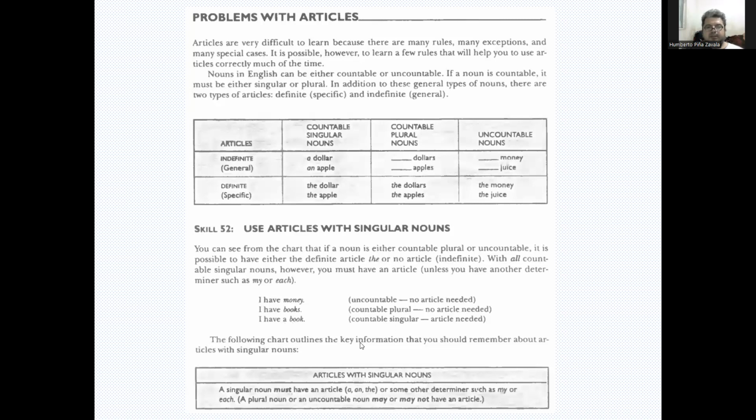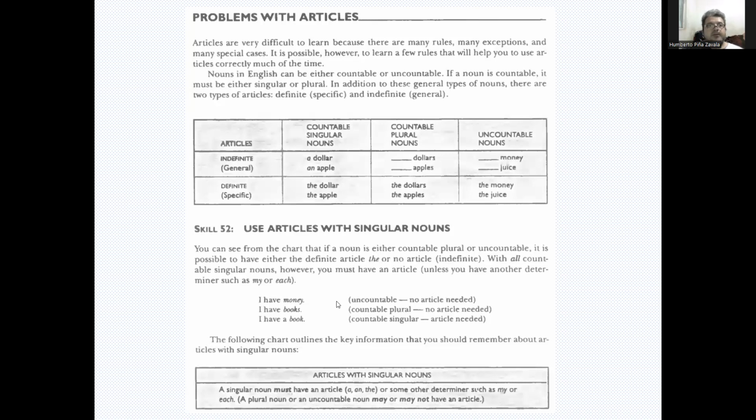Here the following chart outlines the key information that you should remember about articles with singular nouns. A singular noun must have an article, either indefinite, a or an, or a specific one, the, or some determiner, such as my or each, right? Possessive adjectives or any other determiners. A plural noun or an uncountable noun may or may not have an article, and if we're talking about specific things, this in general.